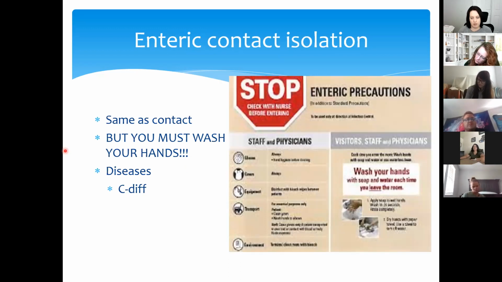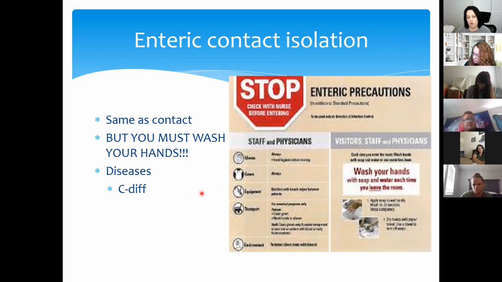So enteric contact isolation is the same as contact, but with regular contact isolation, you can use the hand foam to foam in and out. But with enteric contact isolation, you must wash your hands with soap and water. That's because of C. difficile, Clostridium difficile, an infection in the GI tract that causes diarrhea, and it's a terrible, terrible smelling microorganism. Once you get out there and treat somebody with C. diff, you'll understand what I'm talking about. It has its own smell.